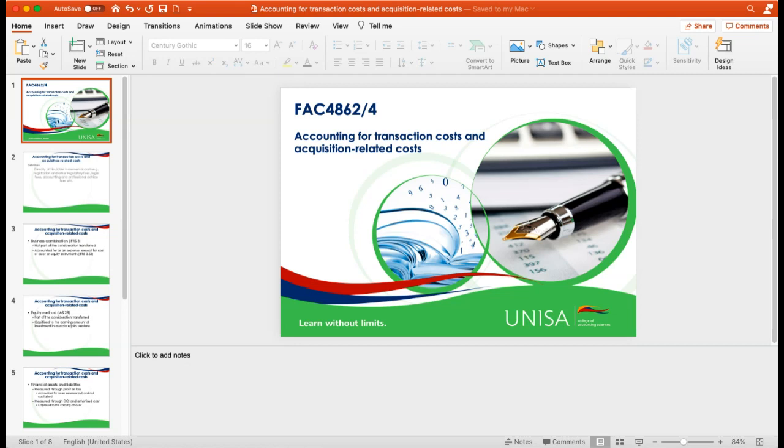FAC4862/FAC4864 student. Today we will be dealing with how to account for the acquisition-related costs and other transaction costs, both at the financial statements that are separate and also at the group financial statements. We have noted that students often get confused with the treatment as it differs with each type of investment and financial instrument. But before we deal with the accounting treatment, let us define what the transaction costs are.